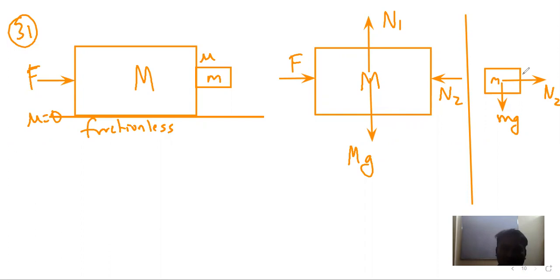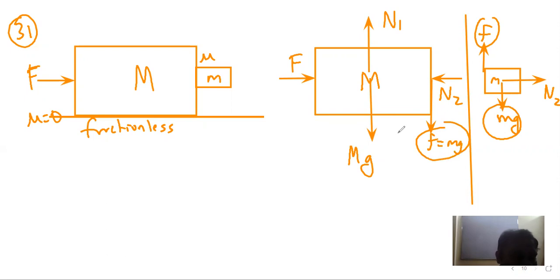So friction in this case, what will be the direction? Friction on small m will act in the upward direction, because to avoid it from falling, friction has to act upward. So on capital M, friction will act in the downward direction. This is the direction of friction. Now this friction is equal to mg in the vertical direction. We have to find the minimum value of capital F so that the two blocks are held together.